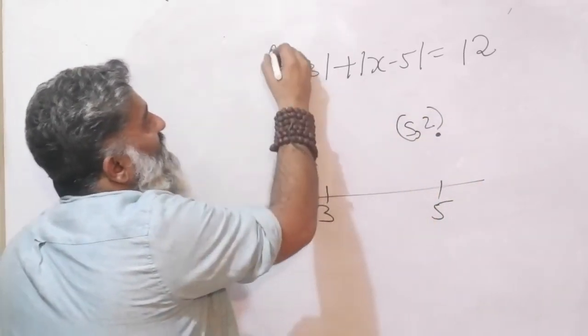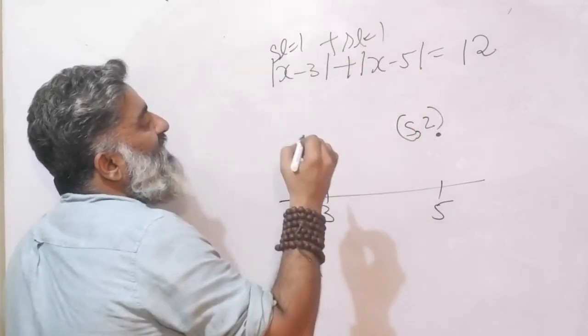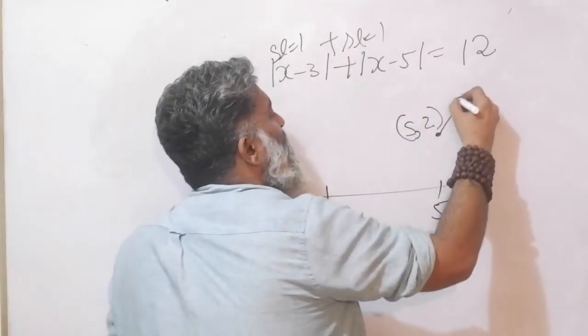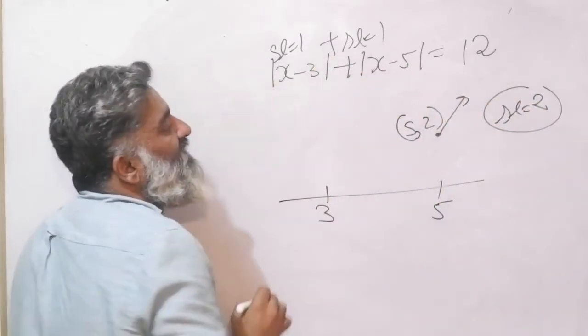I look at the story. Slope is 1. Slope is 1. The slopes are getting added. That means beyond this point, the slope is going to be 2. Why is that? Because this time I'm adding the slopes.